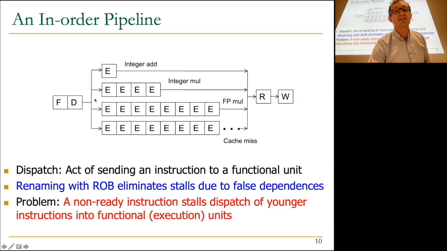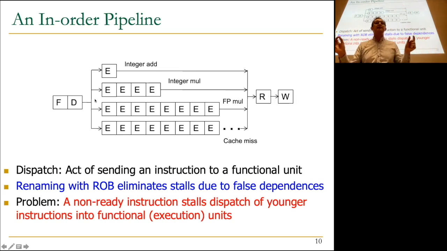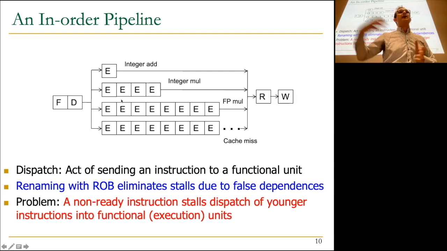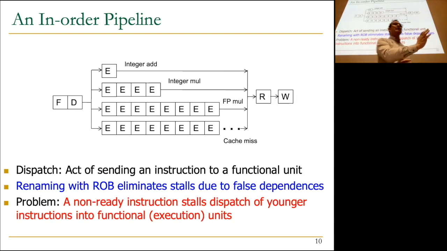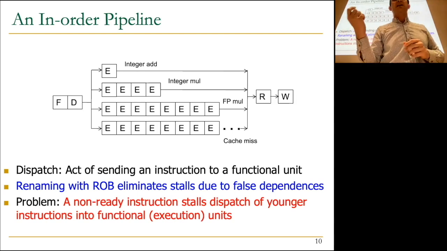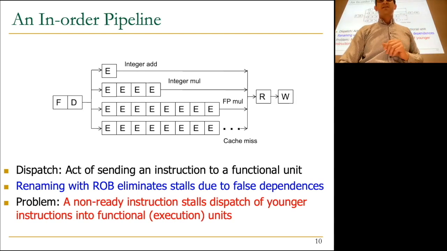Now, the problem still remains that if there's an instruction that's being decoded over here, and if it doesn't have the values that it needs, or any one of the values that it needs, unfortunately, it cannot get dispatched. As a result, no other later instruction can get dispatched. So basically, an instruction stalls if it's not ready. So we're going to fix this problem today.